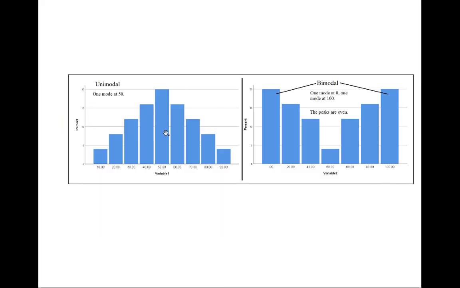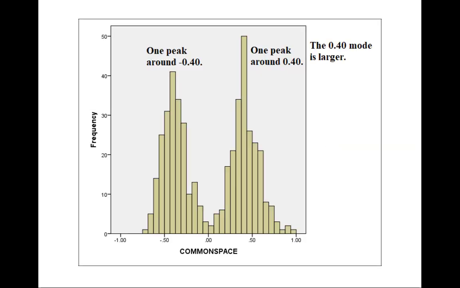Here is an example of a graph that is unimodal with one mode at 50. There is one clear peak. Here is an example of a bar graph that is bimodal, one mode at 0 and the other mode at 100. There are two distinct peaks. Note that the peaks are about the same size. Here is an example of a histogram that is bimodal with one mode at negative 0.4 and one mode at positive 0.4. The 0.4 mode is larger.